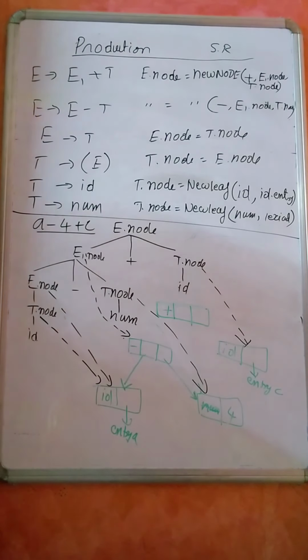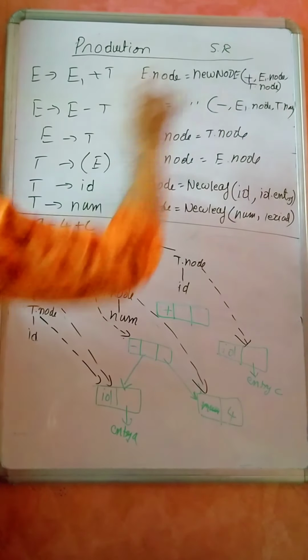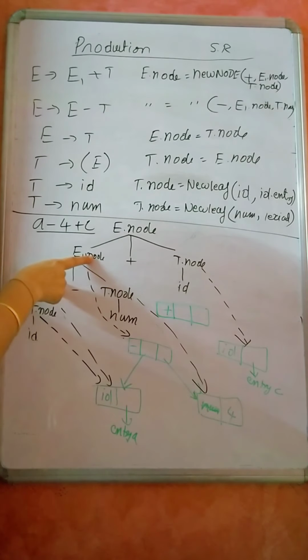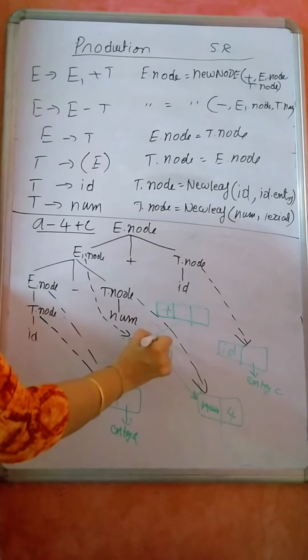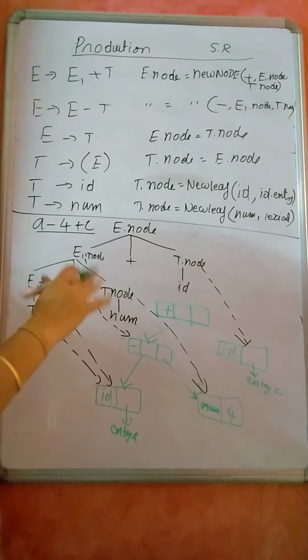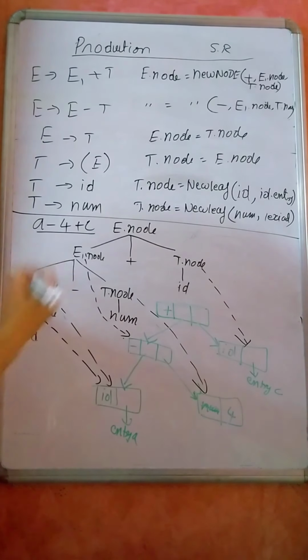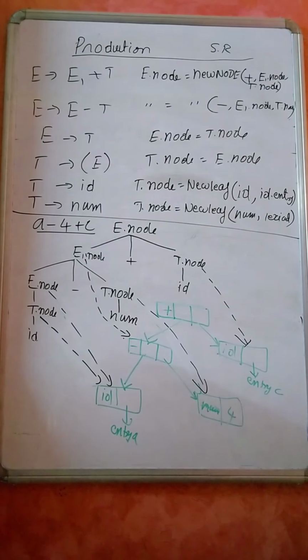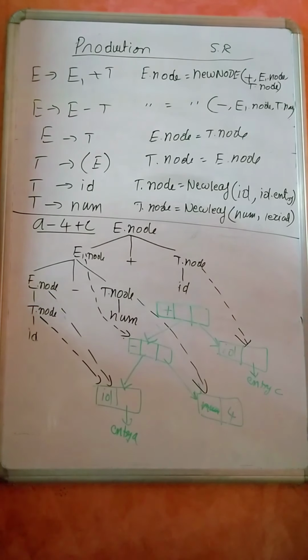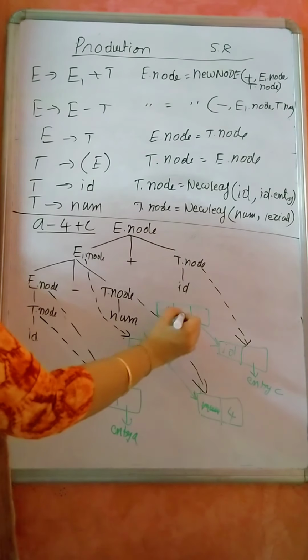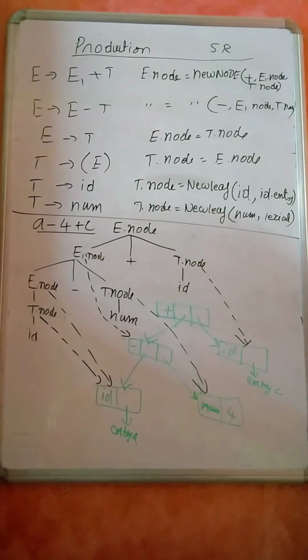Now what is my next field? E dot node. Where is the E dot node pointing? It is pointing to this, therefore this will point to this. What is one more field? T dot node. Where is the T dot node pointing? It is pointing here, so this will point to this one. Finally, this is the syntax tree that you are getting. This is the final syntax tree for this particular expression by using this SDT. So this is how the syntax tree will be converted.